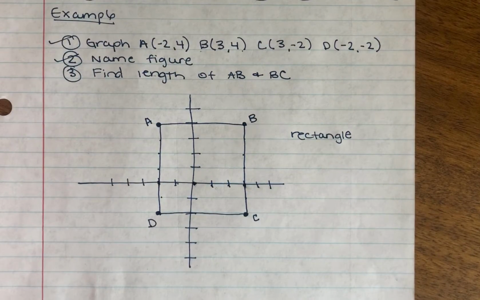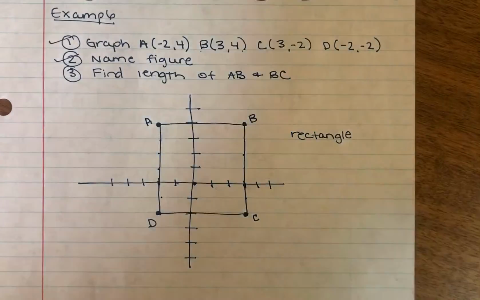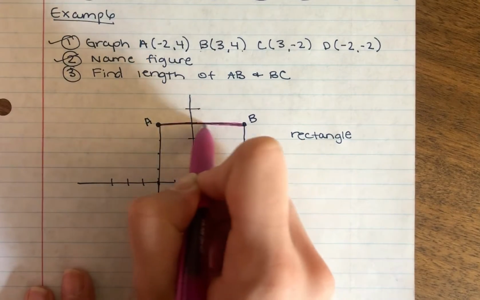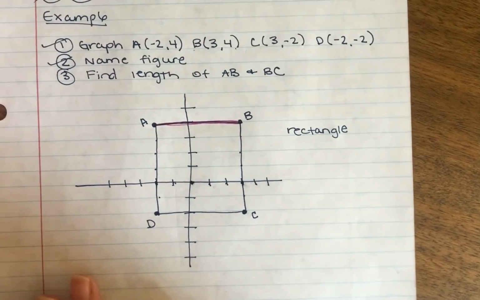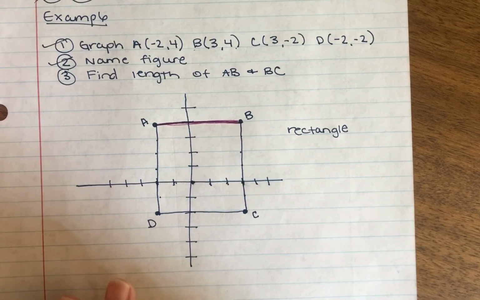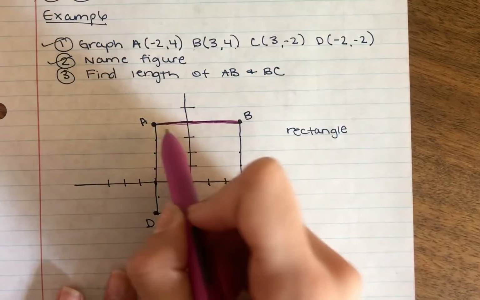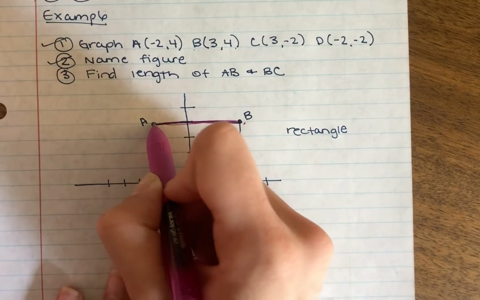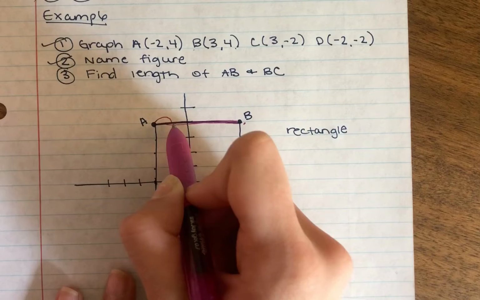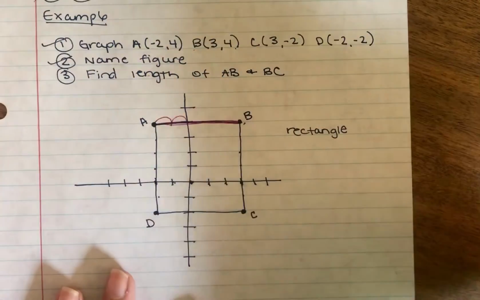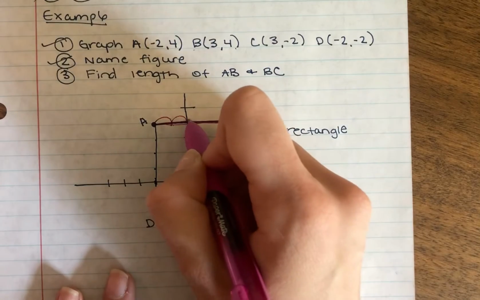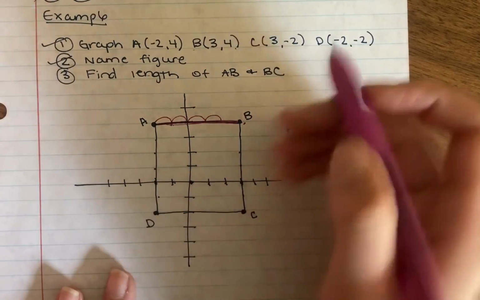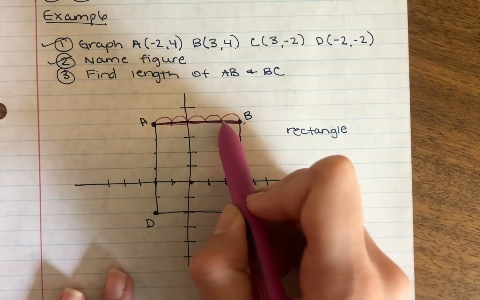All right, last part. We want to find the length of AB and BC. So the first one, we want to find the length of AB. Seems kind of easy. What I want you all to get in the habit of doing is using our bunny hops to find out exactly how long this side length is of my rectangle. So we're going to start at A. We're going to go one step to go from -2 to -1. And then it's another unit to go from -1 to 0. And then another jump to go from 0 to 1. And then another jump to go from 1 to 2. And then another jump to go from 2 to 3.